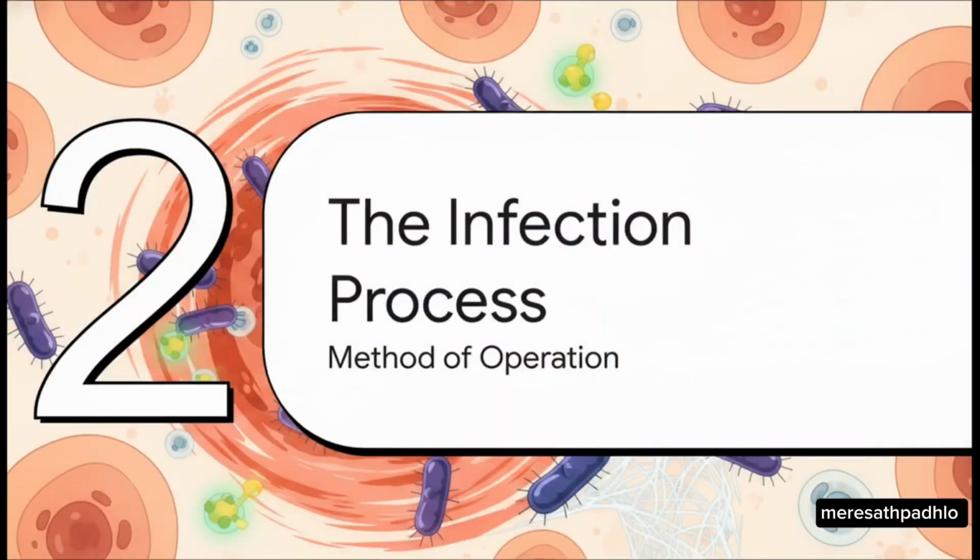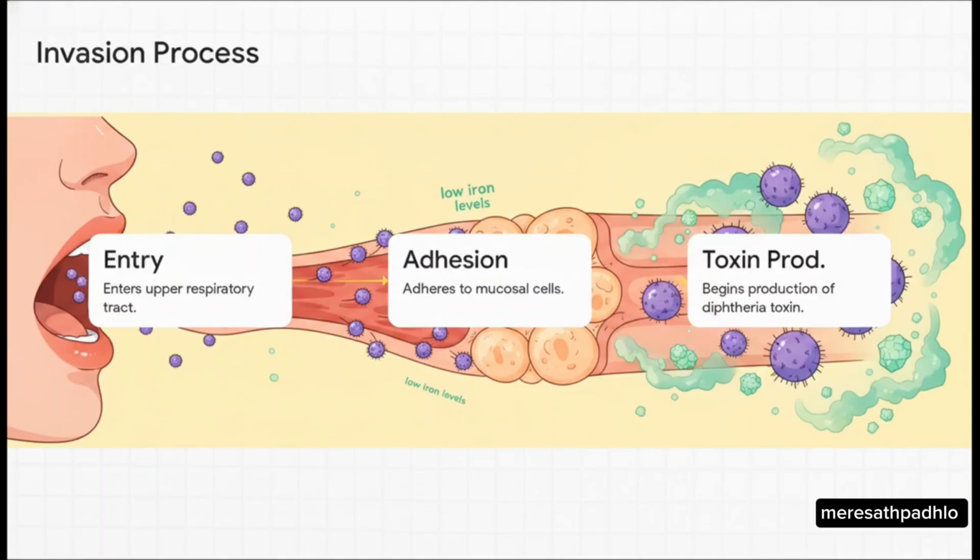Moving on to part 2, the infection process. So how does it execute its attack? Well, the invasion begins incredibly stealthily. Step 1, the bacteria sneak into the upper respiratory tract, usually hitching a ride on airborne droplets. Step 2, they quickly latch on to the mucosal cells lining the throat. And then, step 3, once they're locked in and sense those low iron levels, they start churning out that stolen diphtheria toxin directly into the local tissue.